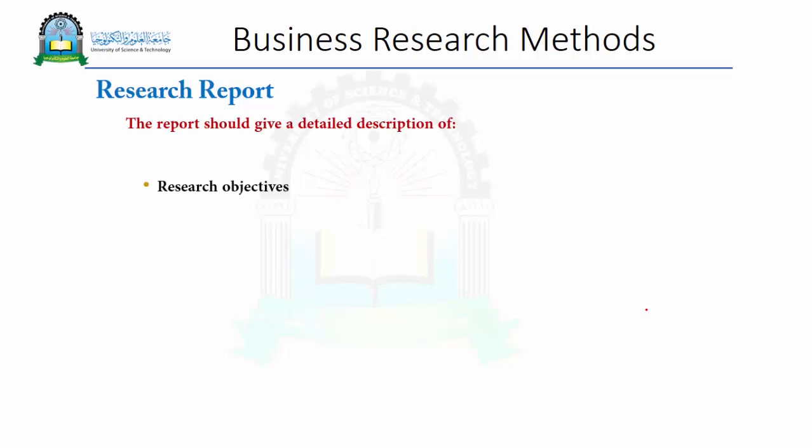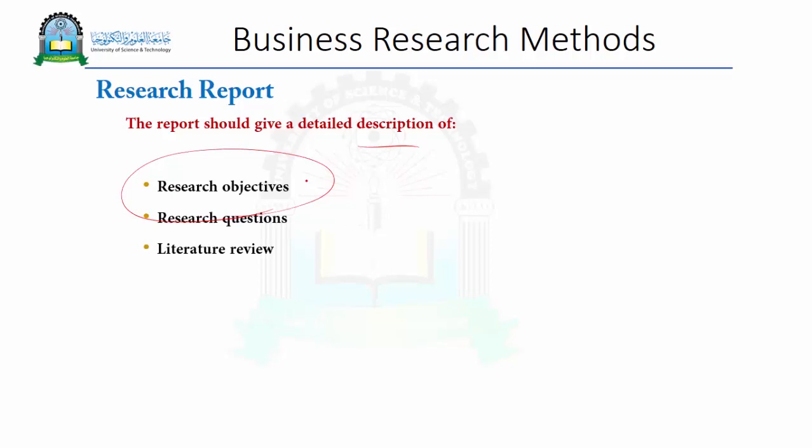Okay, so in general, the report should give a detailed description of the research objectives, which is the first thing that the research is going to introduce. So what is the objective of this research first? Then the research questions. Then the literature review.